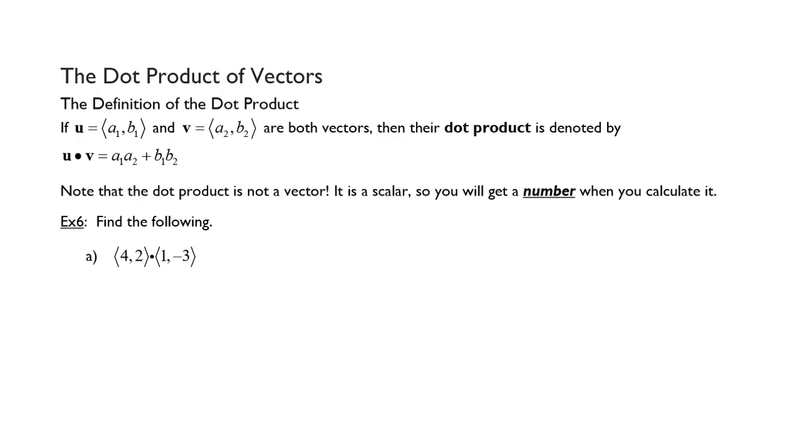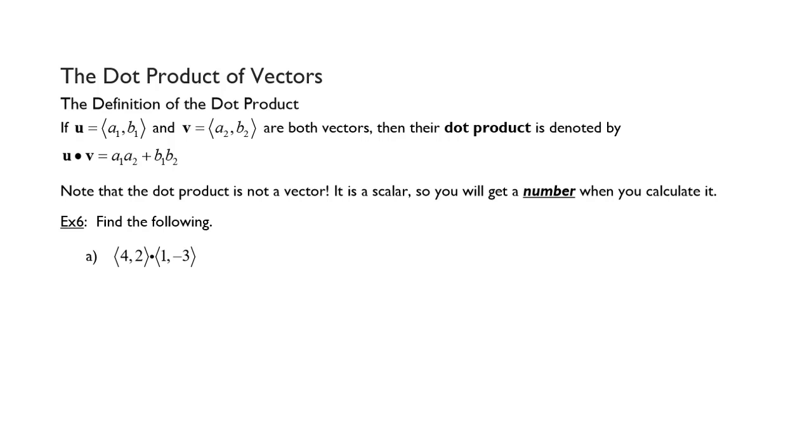The definition of the dot product says if you have a vector u with components a sub 1, b sub 1, and vector v with components a sub 2, b sub 2, they are both vectors, then their dot product is denoted by u dot v is equal to a sub 1 times a sub 2 plus b sub 1 times b sub 2. Note that the dot product is not a vector, it's a scalar. So you'll get a number when you calculate it.